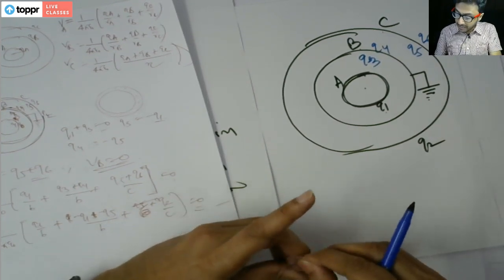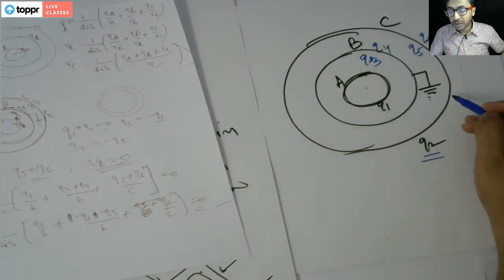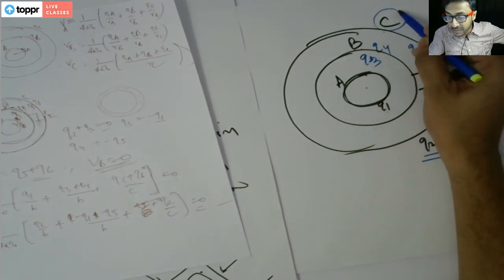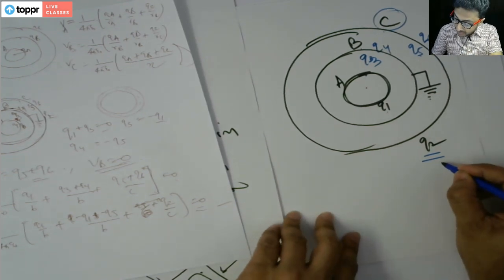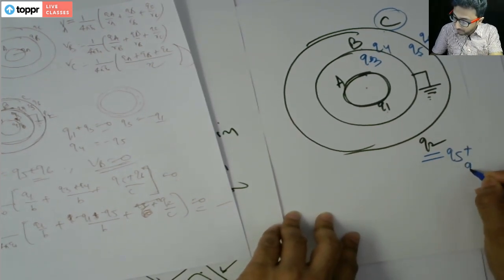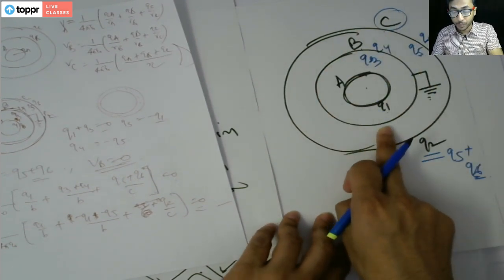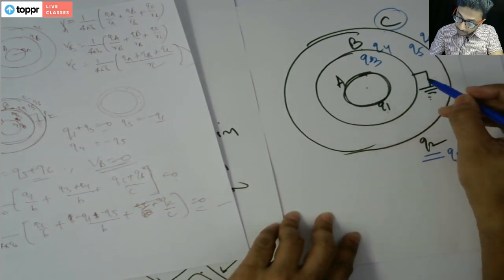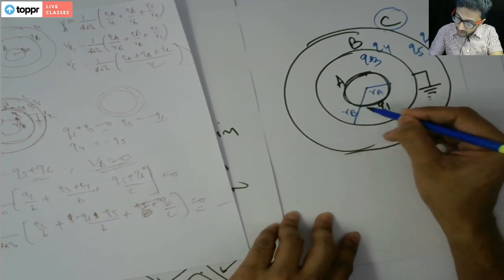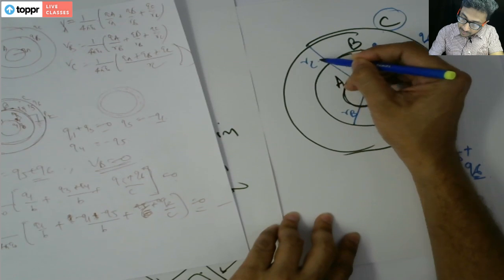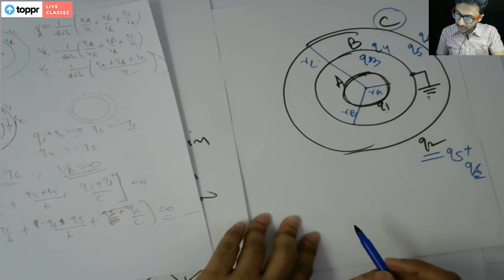Now you can say Q2 is already given in the shell number C. So what about Q5 and Q6? Q2 is nothing but Q5 plus Q6. Okay, now we have to find all this out. Now see, this radius is RA, this radius is RB, and this radius is RC. Now, see what we can say.